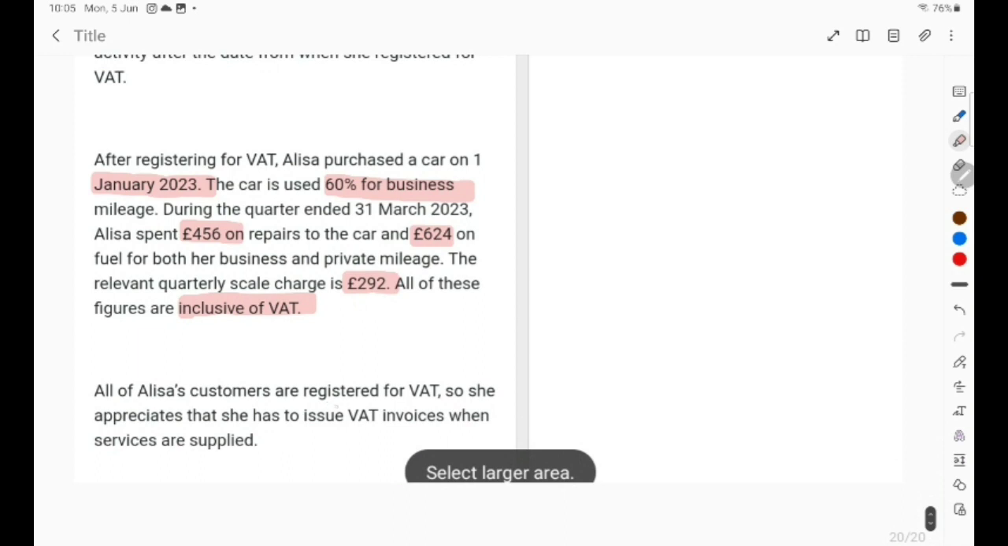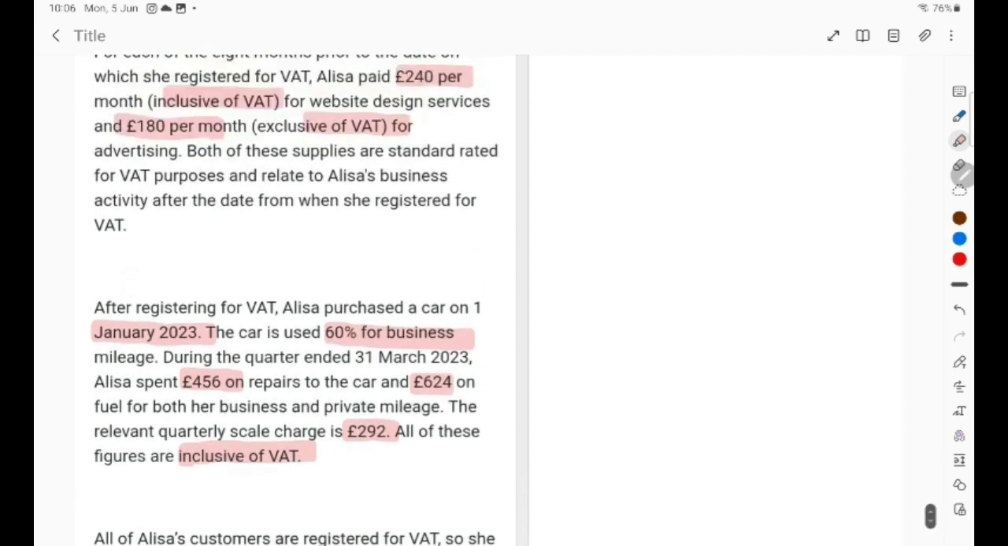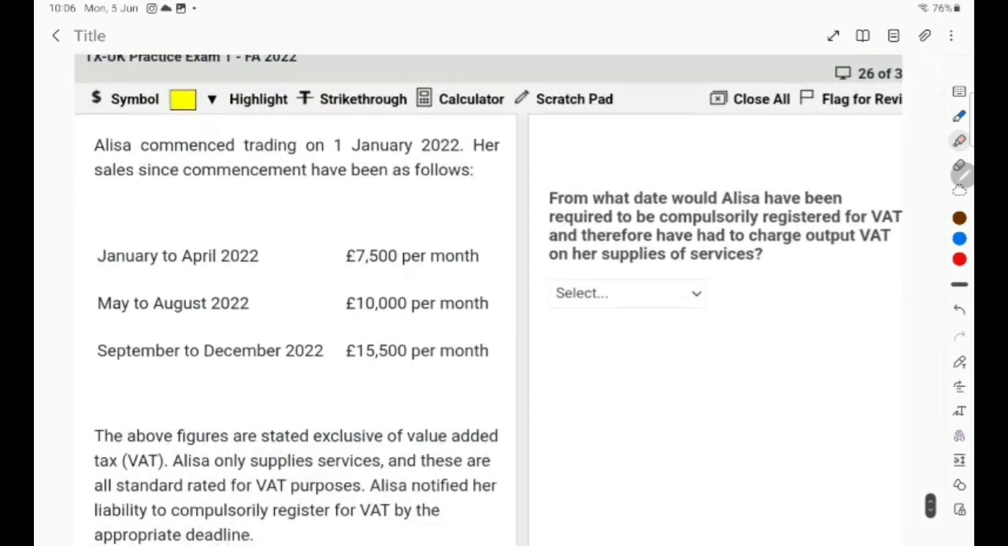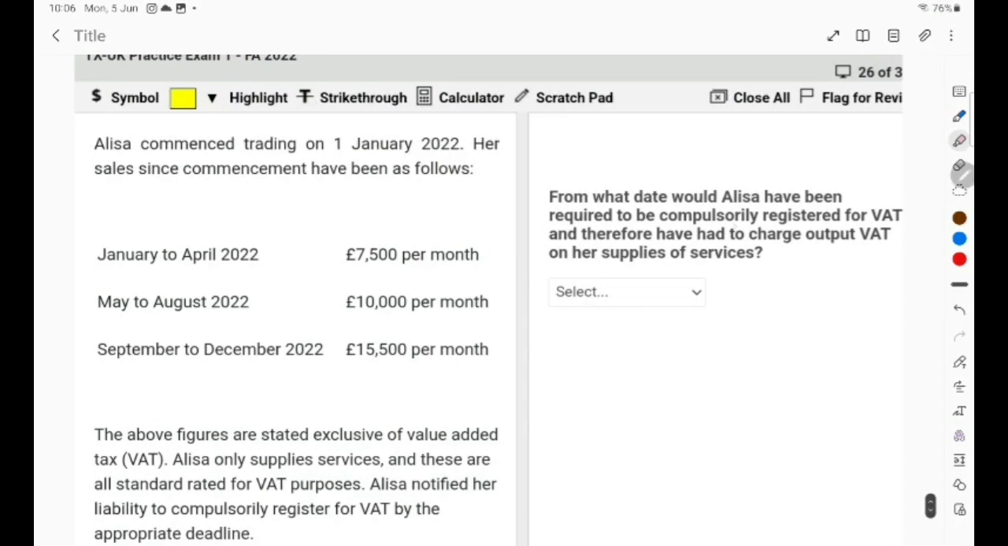All of Alisa's customers are registered for VAT, so she appreciates that she has to issue VAT invoices when services are supplied. So the first question for this is, from what date would Alisa have been required to be compulsorily registered for VAT and therefore have had to charge output VAT on her supplies of services?